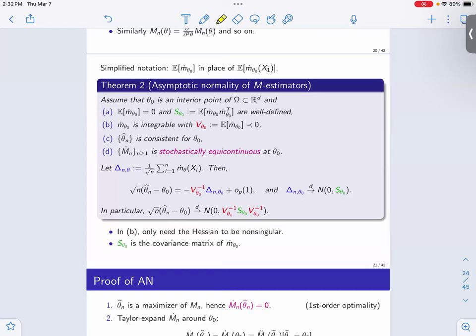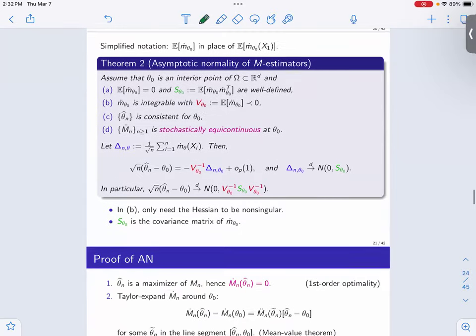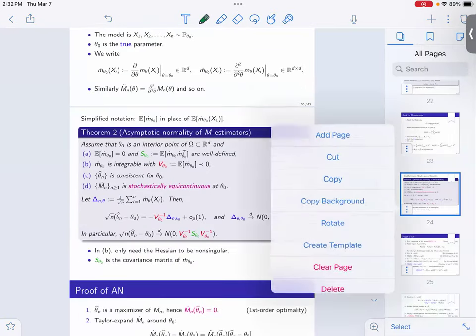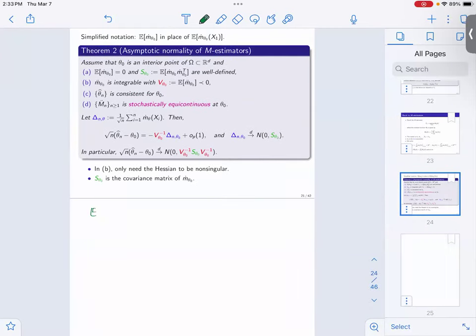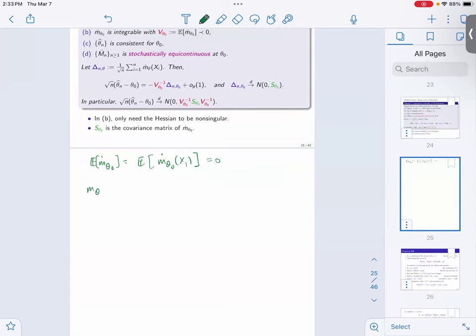So the first assumption is that the expectation of m dot theta0 is zero. What this notation means is really a shorthand for the expectation of m dot theta0 of x1. We want this to be zero. Is this reasonable? Yes, because the prototypical example is that we really want to use it mainly for the log likelihood, which we call L(theta), if you remember.